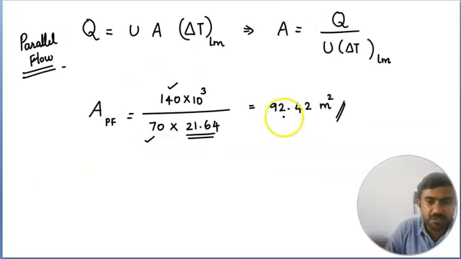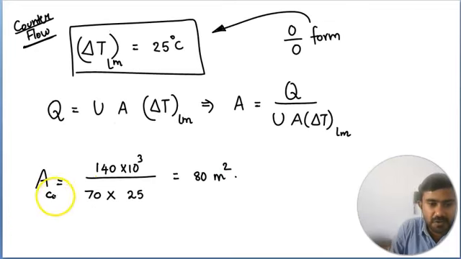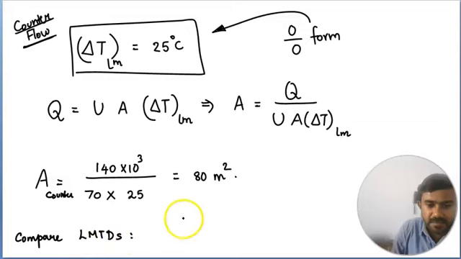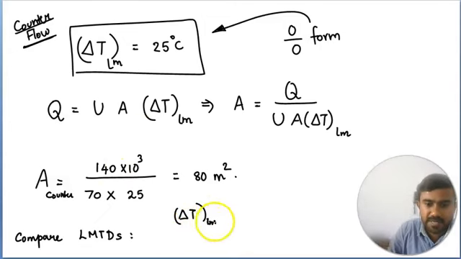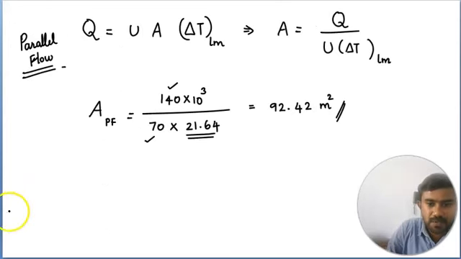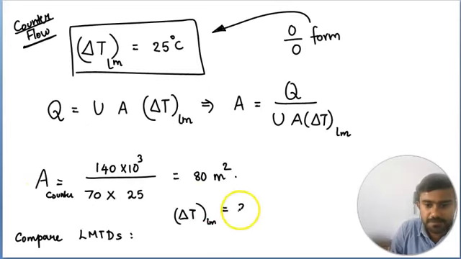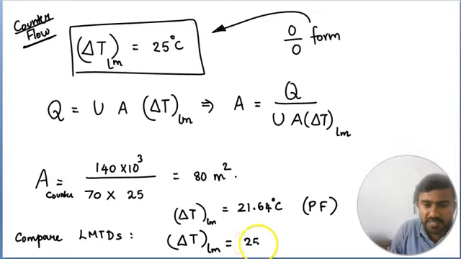If you compare the values, for parallel flow we needed 92.42. Let me compare it. This is for counterflow. So if you compare the LMTDs, the logarithmic mean temperature difference in parallel flow was 21.64, whereas for counterflow it is 25 degrees Celsius.